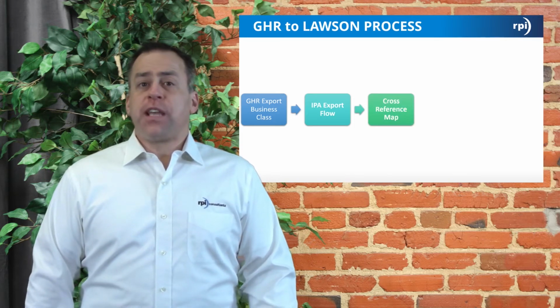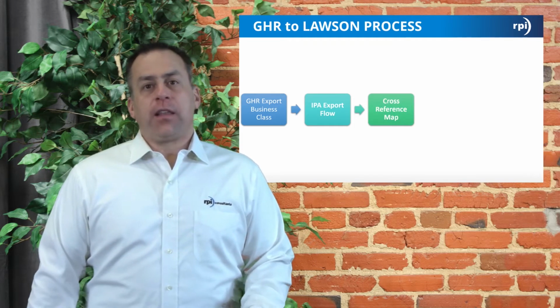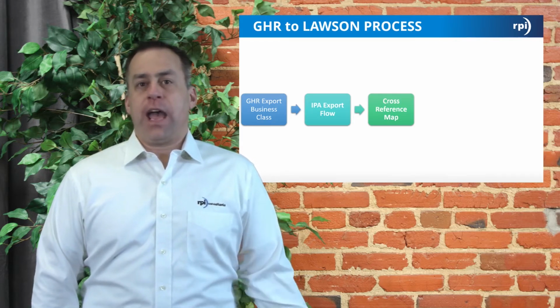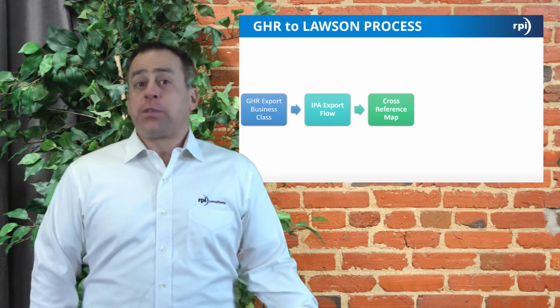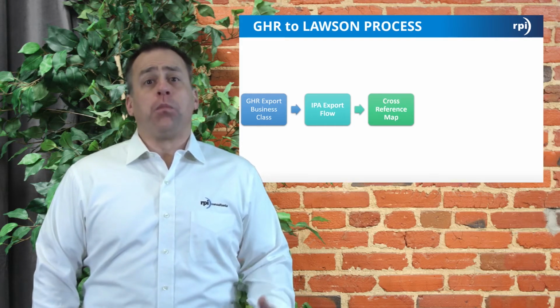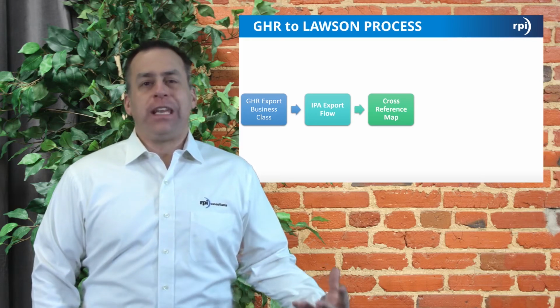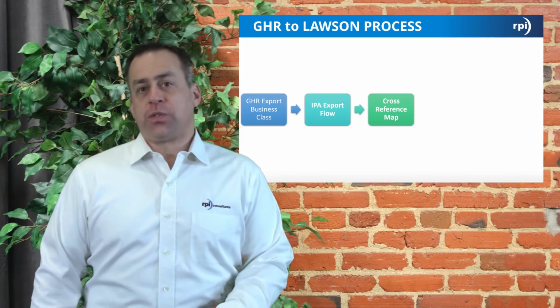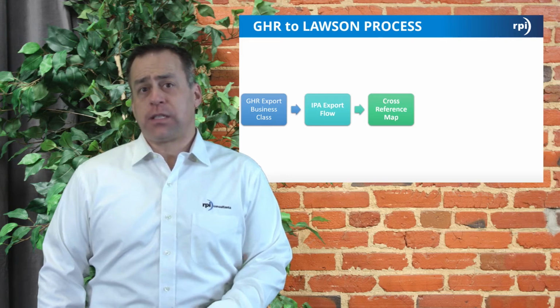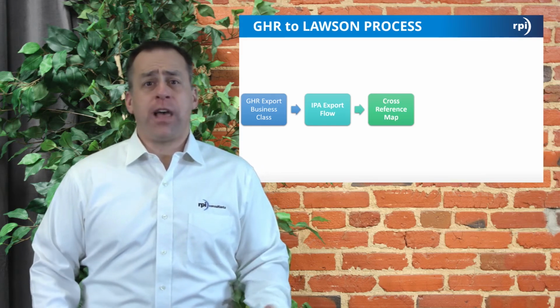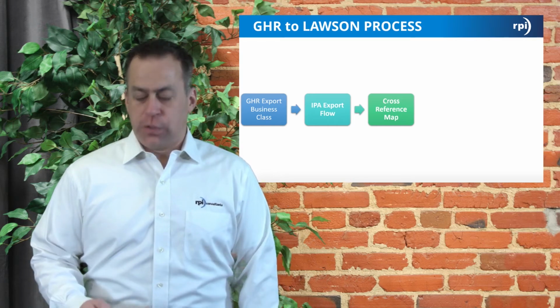There's a cross-reference table too, and we'll explain that in a little bit more detail later. But when you think about it, some of the data that we have in GHR is probably going to be different, more robust. We're going to have a lot more flexibility within GHR, and we need to translate that into something that our S3 system is still going to understand. Cross-reference table is how we do that. It's our map between the two systems.